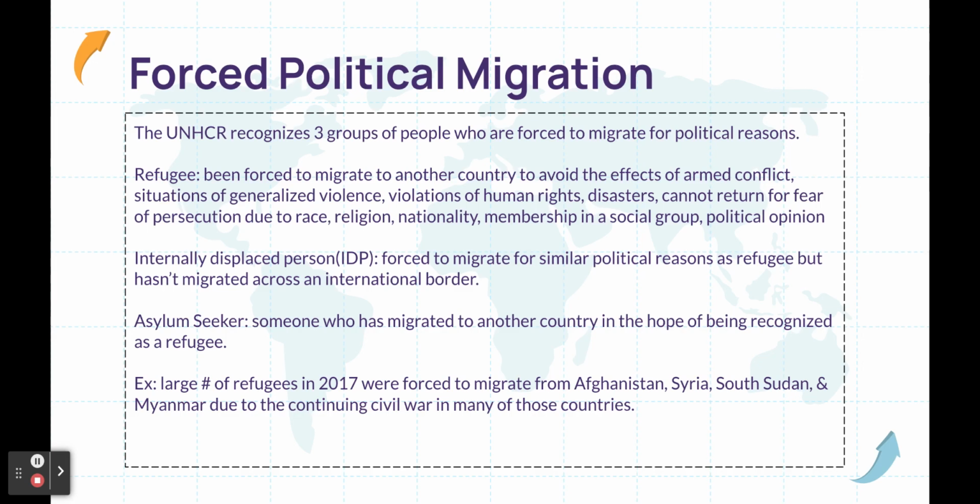Internally displaced persons, also known as IDPs, are forced to migrate for similar political reasons as refugees, but have not migrated across an international border. An asylum seeker is someone who has migrated to another country in the hope of being recognized as a refugee.